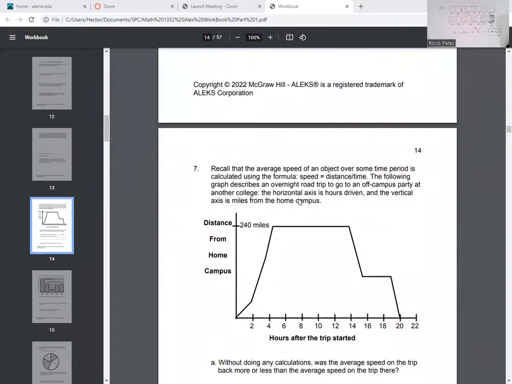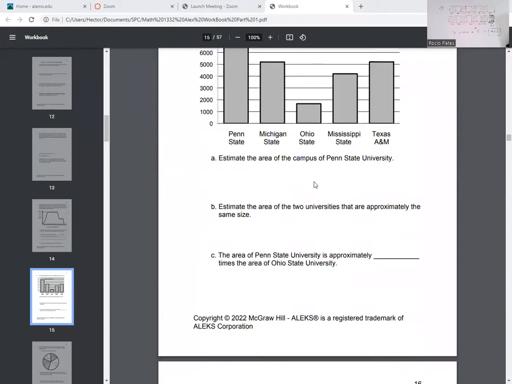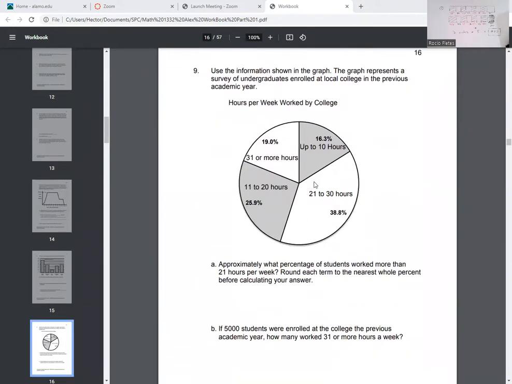I want to do one of these things. Let's go to number 9, because we have to do not just problem solving, we also need to interpret graphs. So I'll do number 9 to give you a model. And let's read it together. It says, use the information shown in the graph. The graph represents a survey of undergraduates enrolled at a local college in the previous academic year. Okay, so that's the previous academic year.